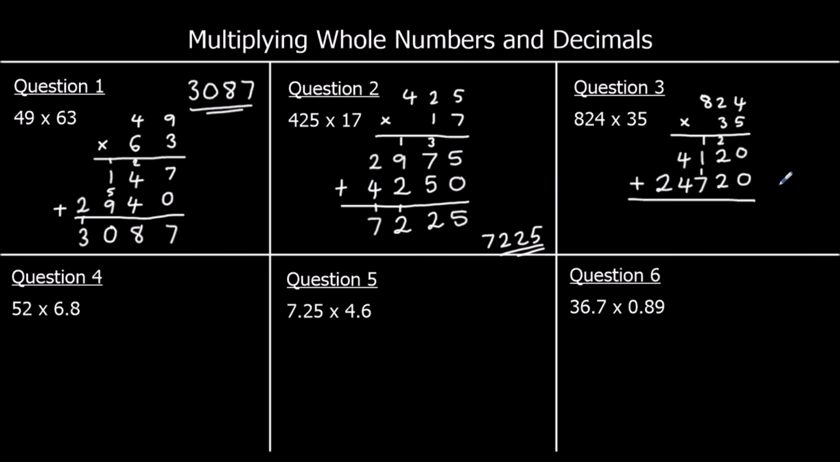So let's add these up. 0 plus 0 is 0. 2 plus 2 is 4. 1 plus 7 is 8. 4 plus 4 is 8. And 2 plus nothing is 2. So we've got 28,840.